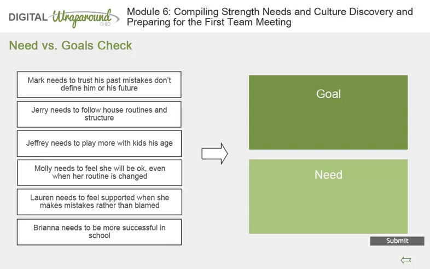Mark needs to trust his past mistakes don't define him or his future. Jerry needs to follow house routines and structures. Jeffrey needs to play more with kids his age. Molly needs to feel she will be okay even when her routine is changed. Lauren needs to feel supported when she makes mistakes rather than blamed. Brianna needs to be more successful in school.